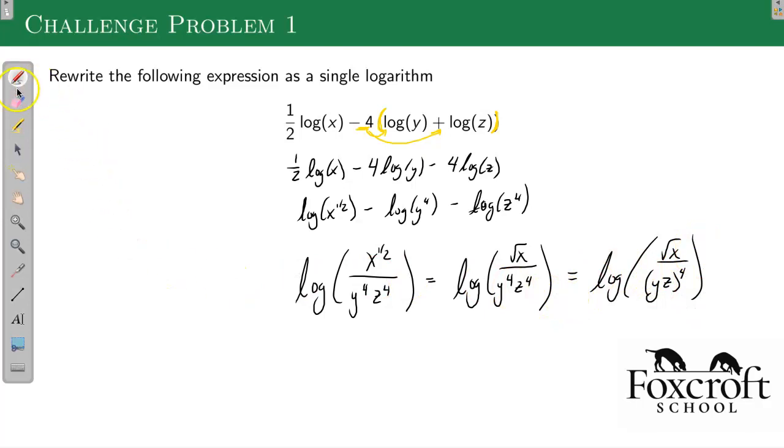If you were seeing this in a textbook and looking at the answers in the back of the book, I'm pretty sure you would see it like this as the final answer. What I would expect on a skill check is probably this middle one. You remember that the 1/2 is the square root, and you can leave these separately. But either one of these I think is fine.